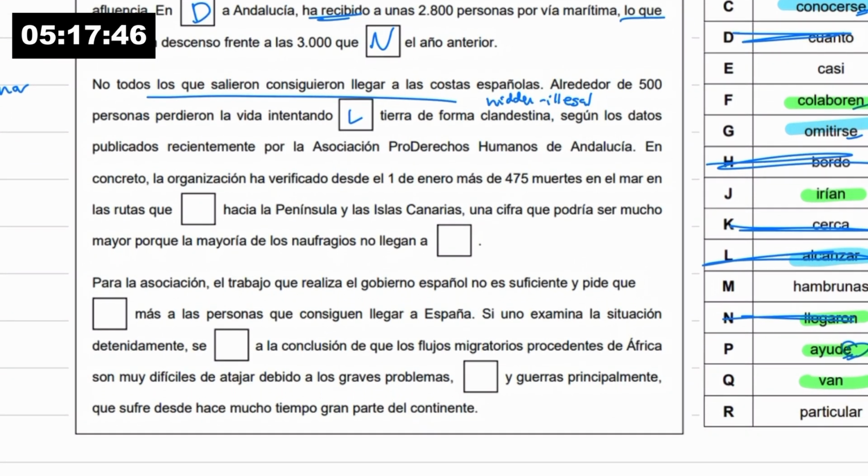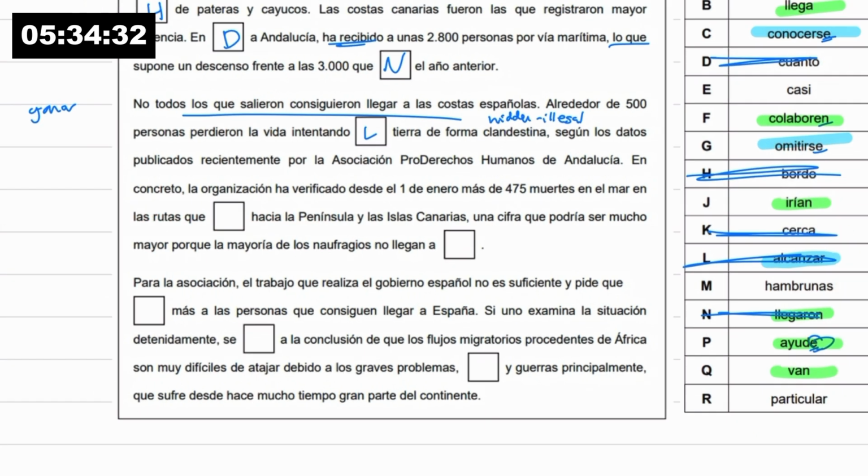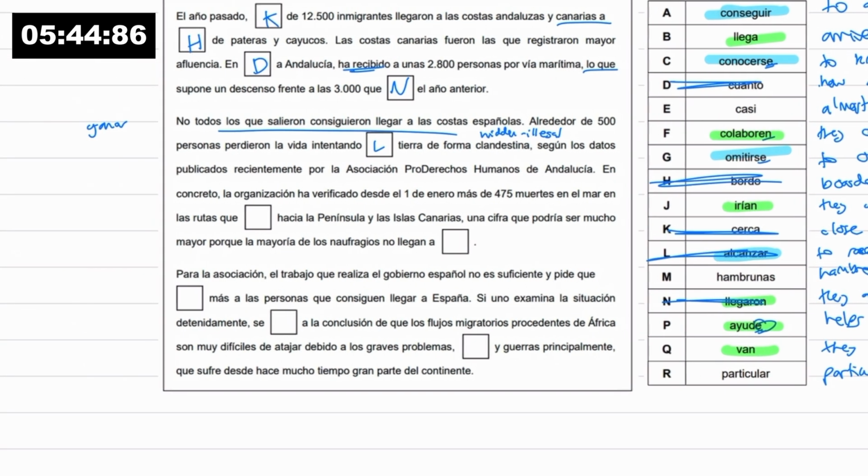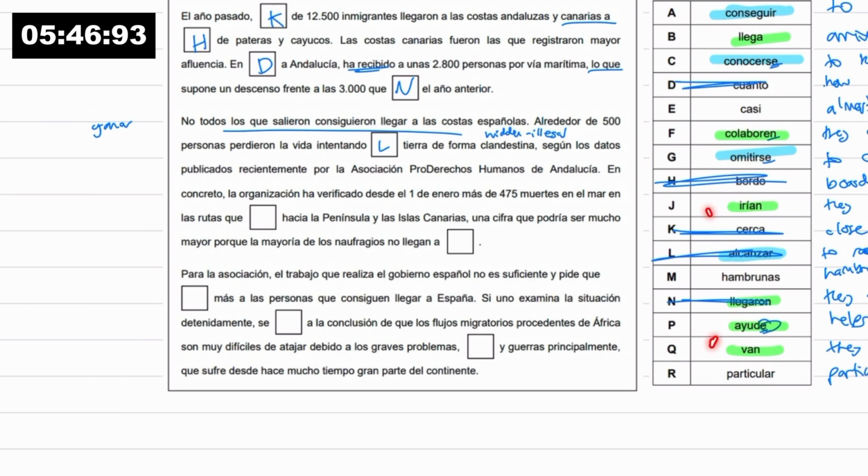Okay. En concreto, la organización ha verificado desde el 1 de enero más de 475 muertes en el mar en las rutas que something hacia la península. Las rutas is a plural noun. This is going to be one of the ones that end in N. Colaboren, irían, van. So irían and van are both from ir. One's in the conditional, one's in the present tense. It's going to be one of those.